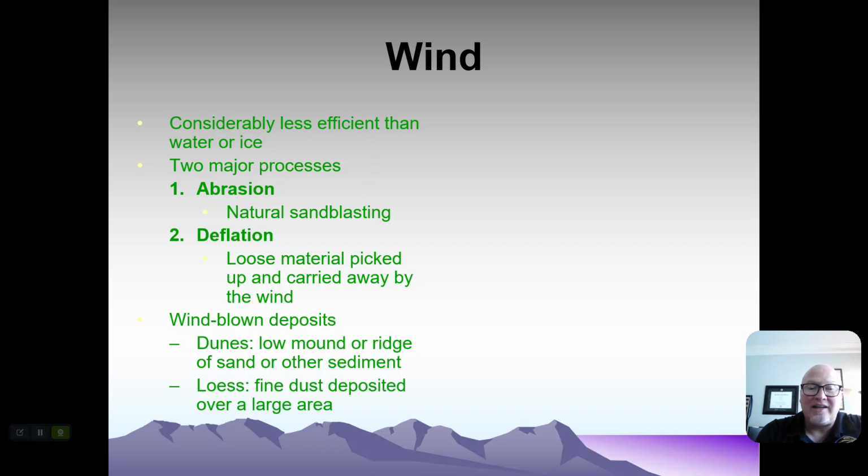Loess is fine dust that is deposited over a large area. When you have massive windstorms, you can end up with dust moving vast distances, like from continent to continent. Vast sandstorms in Africa will end up blowing dust all the way over to North America. So we'll end up with dust particles from Africa as a result of those dust storms.